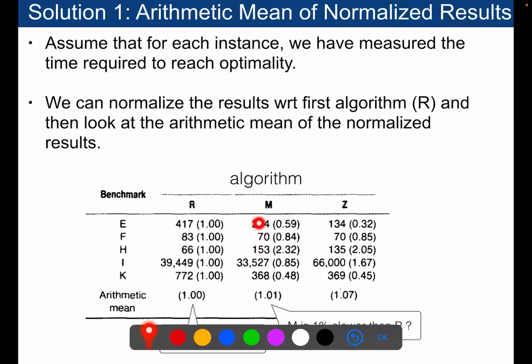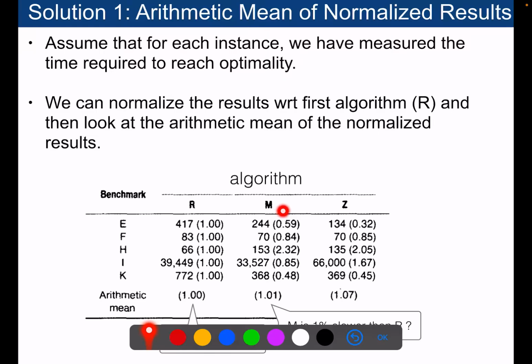So this one divided by 417, you get this. This one divided by 417, you get this. The smaller, the better, of course. You will do that for each line, and then you will simply take the arithmetic mean of the ratios that you have computed. Clearly you will have 1 here for algorithm R.